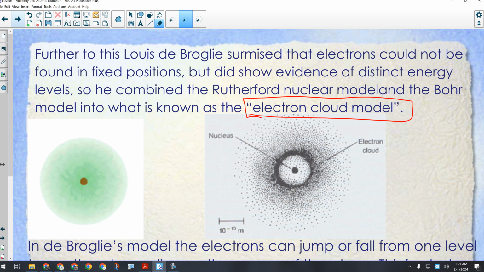All right. Everybody with me there? Questions so far? So this is our current model of the atom.